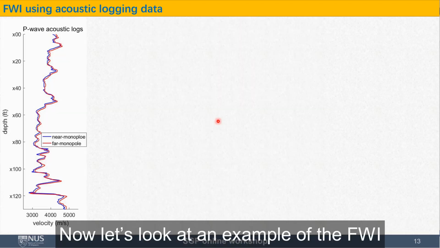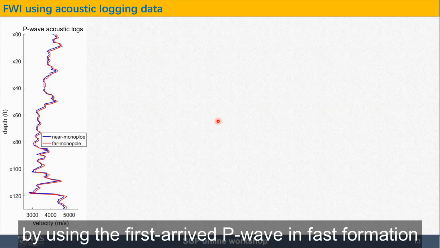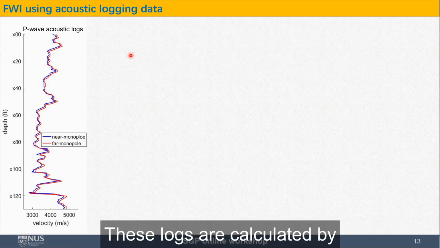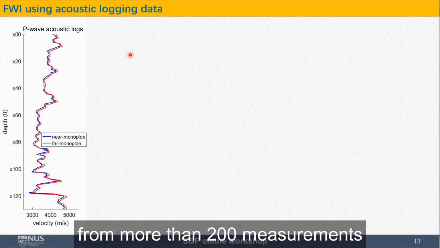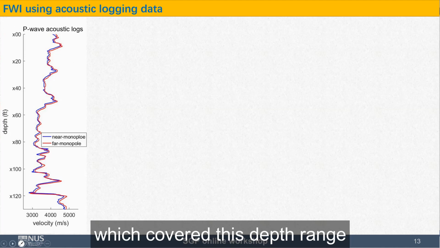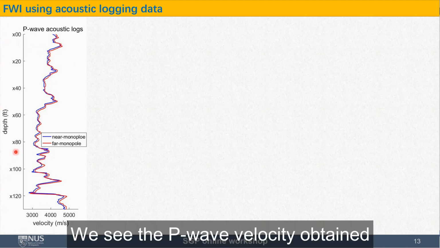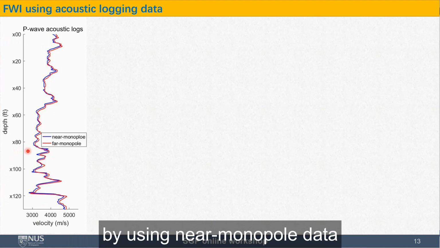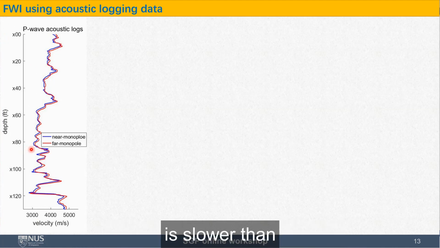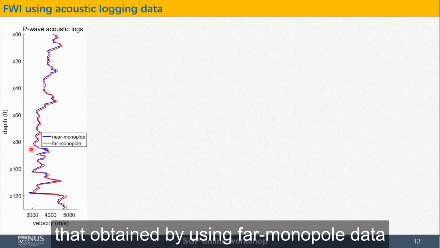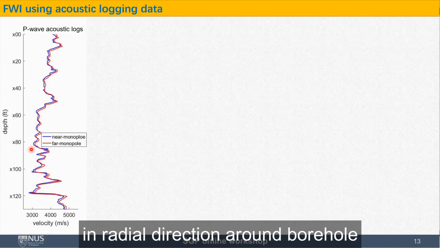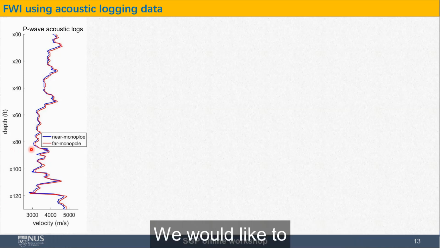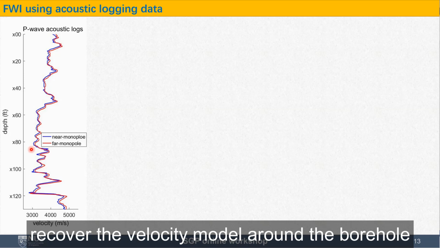Now let's look at an example of the FWI by using the first arrived P wave in fast formation. These logs are calculated by using field acoustic logging data from more than 200 measurements, which covered this depth range. We see the P wave velocity obtained by using near monopole data is slower than that obtained by using far monopole data. So we guess there is velocity variation in the radial direction around the borehole. We would like to recover the velocity model around the borehole.